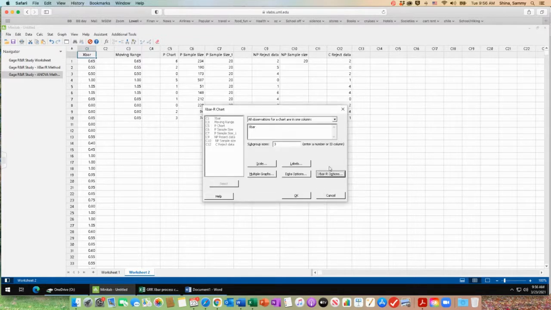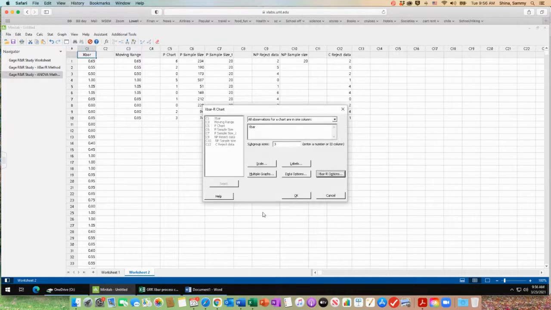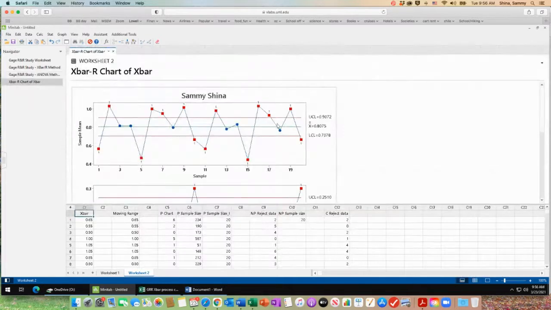X bar R options. This is if you have your own mean and your own standard deviation that you want to enter, if you do not want to use the mean and standard deviation that we get from the data points. And then we go, yes. Okay, so these are the same charts we saw before.